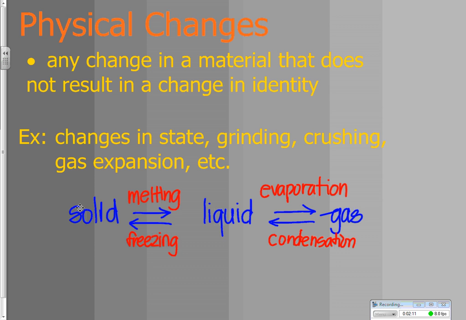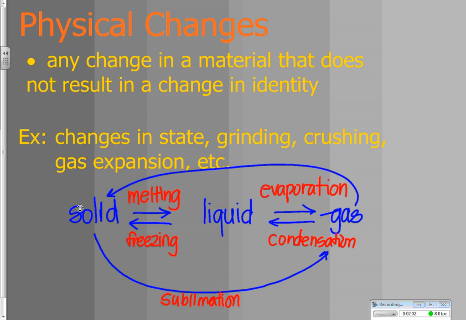Now, it is possible to go straight from a solid to a gas, and that process is called sublimation. And it is also possible to go from a gas to a solid, and that process is called deposition. This happens like in the winter time. If you've parked your car out all night and it gets really cold overnight, and you come out to the car in the morning and there is frost on your windshield, that frost has formed as a solid from the water vapor or gas in the air.